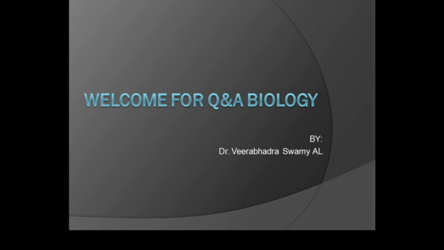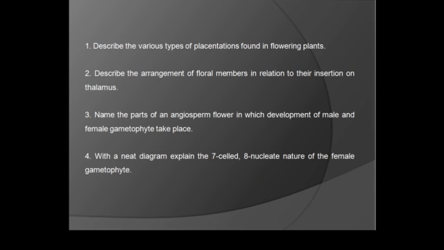So today I am going to explain questions and answers in biology. I chose four questions in biology. The first question I decided to explain here is: describe the various types of placentations found in flowering plants.